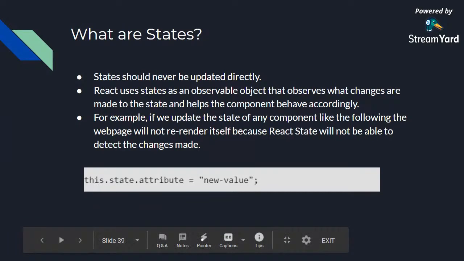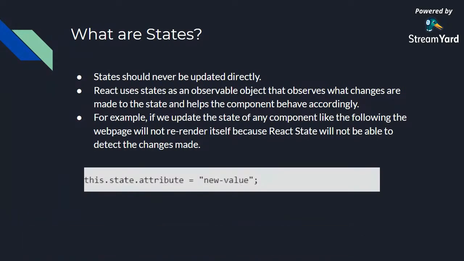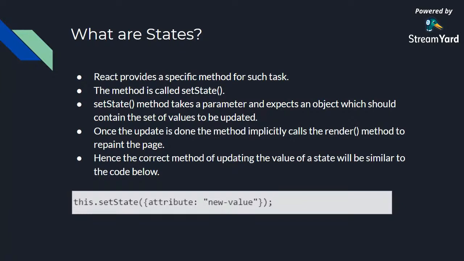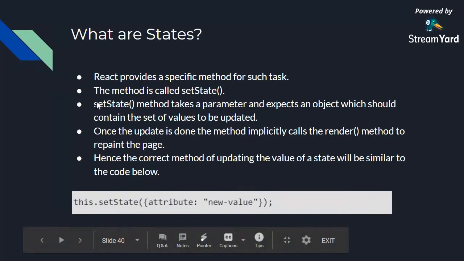If you change a particular state value using this.state.attribute = new value, your value will be updated in the object, but the React DOM would not be able to understand that change. To overcome that, we are using the setState method. So React provides a specific method for this task. It's called the setState method.